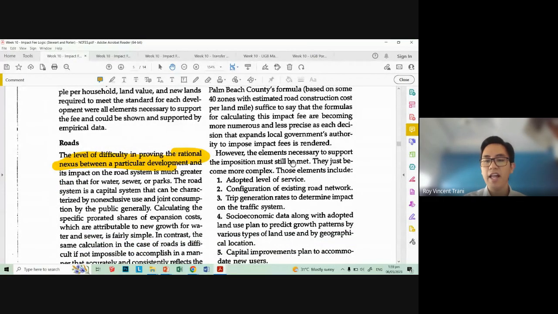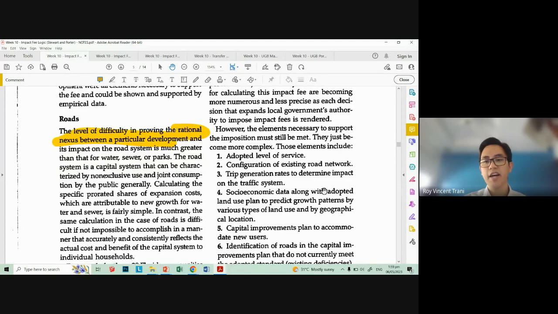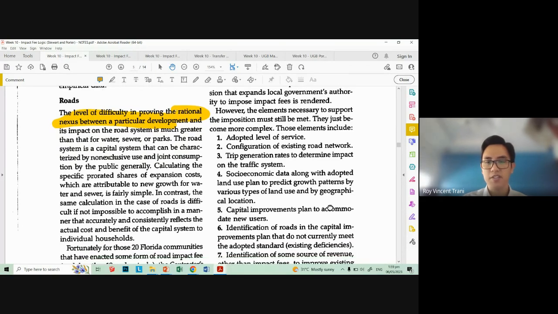Now, what are the elements necessary to support a road impact fee? These elements must include a specified adopted level of service, configuration of the existing road network, and trip generation rates. Trip generation rates are basically the number of trips from point A to point B generated by a new road to determine impact on the traffic system. Basically, you're counting the number of people who will use that road currently, and then when a new road is developed, how will that impact the travel and the number of people going along that path?